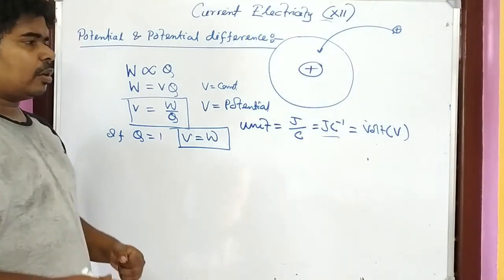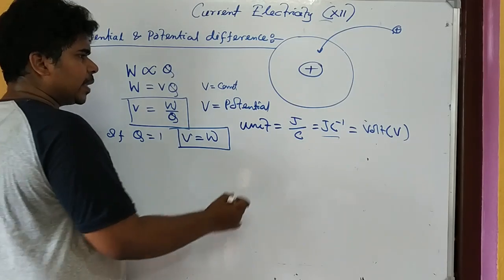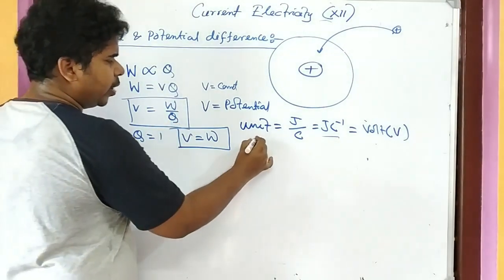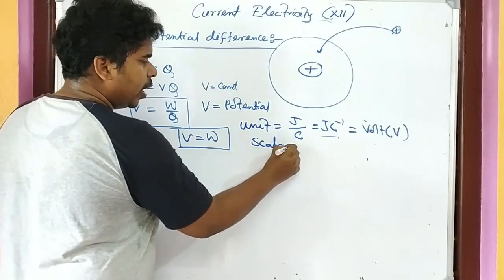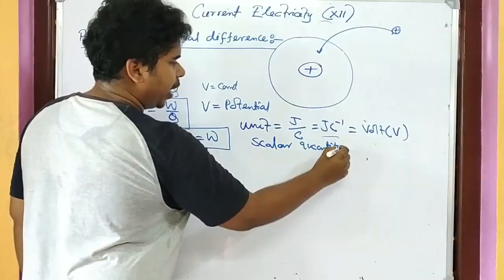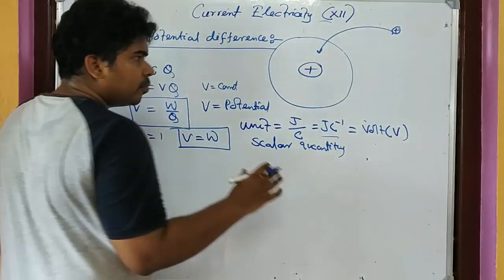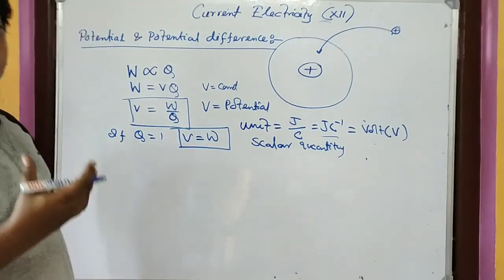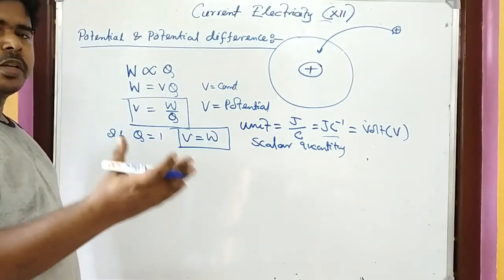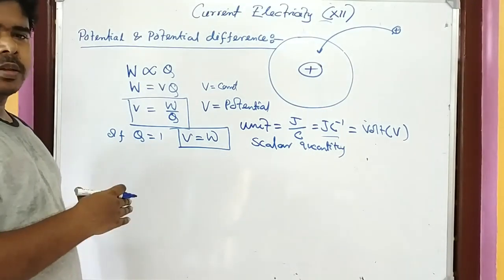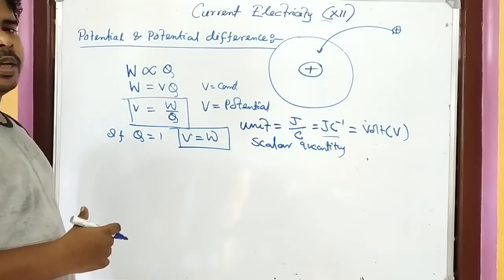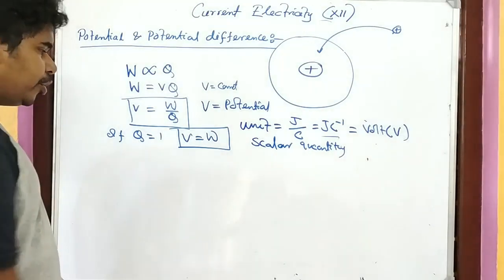Now the question has come, what type of quantity it is. As it is dealing with work done and charge, both are scalar quantities, so it is also a scalar quantity. It shouldn't have any sort of direction. So as a conductor will get potential at two different points, at one point it is getting higher potential, at another point it is getting lower potential.